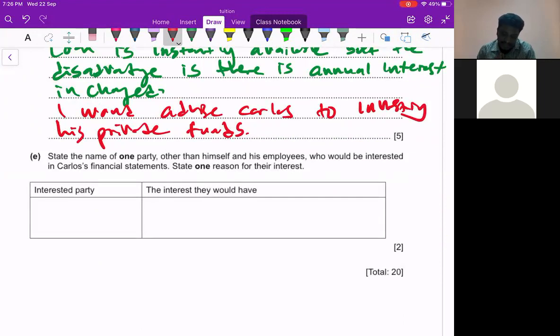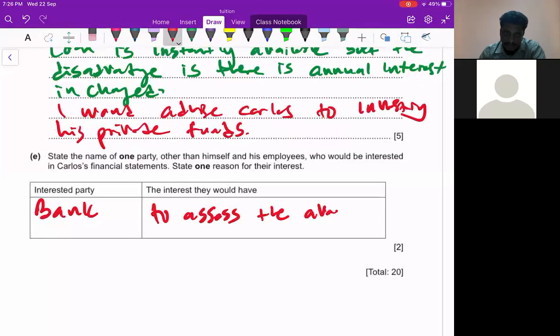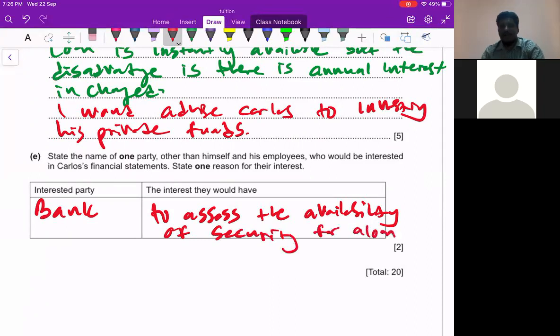Name one party other than himself and his employee who is interested in Carlos's financial statement. State one reason. Okay, why people interested? Okay, first one is bank. You can say bank lah. Why bank want to know your financial statement? To assess the availability of security for a loan. So I will check whether you have a security or not, you have a non-current asset or not, to give you a loan.